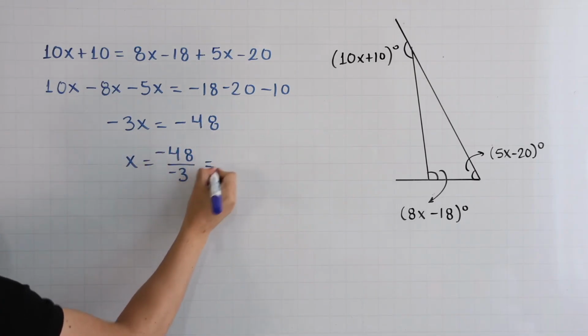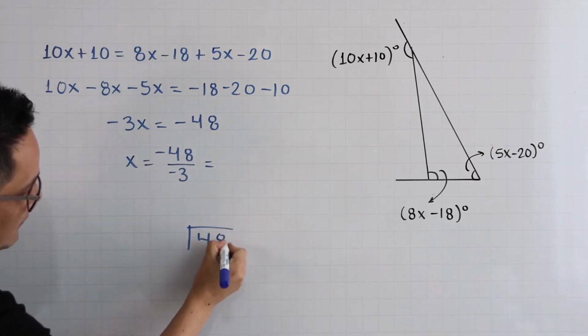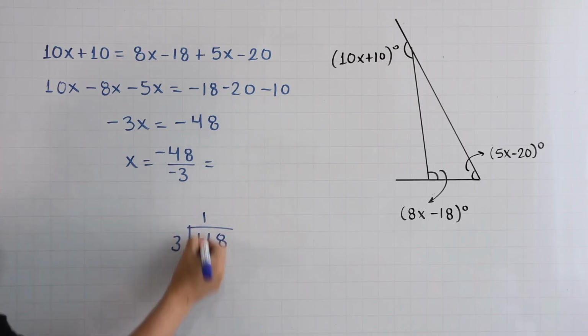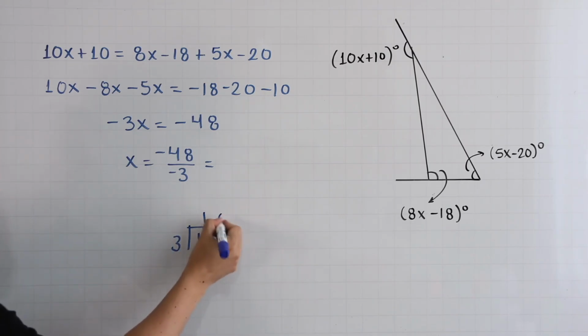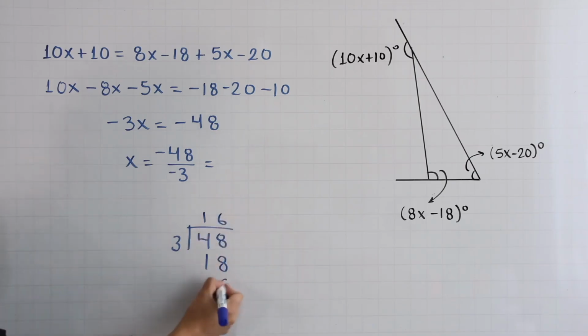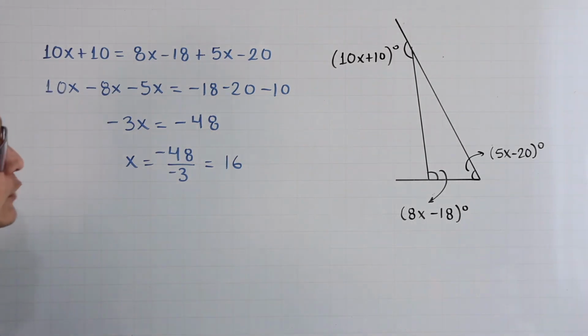But a negative divided by a negative gives a positive, right? Let's see quickly. Let's do the division here. 3 divides into 4 once with 1 left. Bring down the 8. 3 divides into 18 6 times. 6 times 3 is 18. Subtract and get 0. So now we already have the value of x. Now let's start finding the measure of each angle.